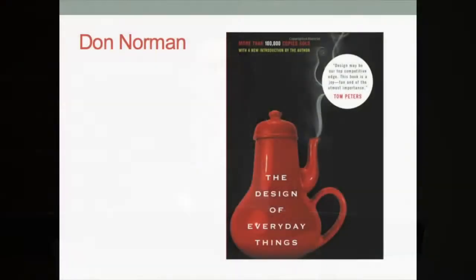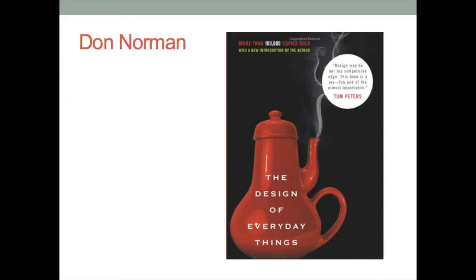Donald Norman is one of my favorites. I just actually met him last month. That was very exciting for me. And he wrote a very important book called The Design of Everyday Things. It was actually published first in 1988.